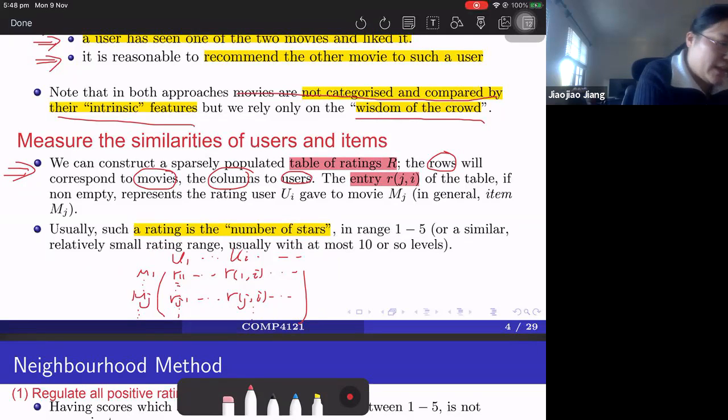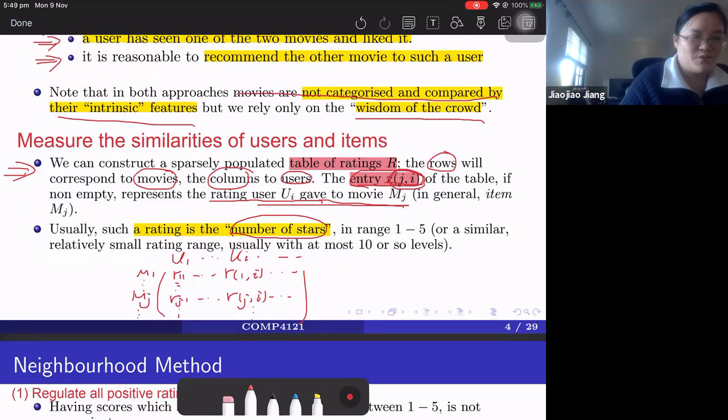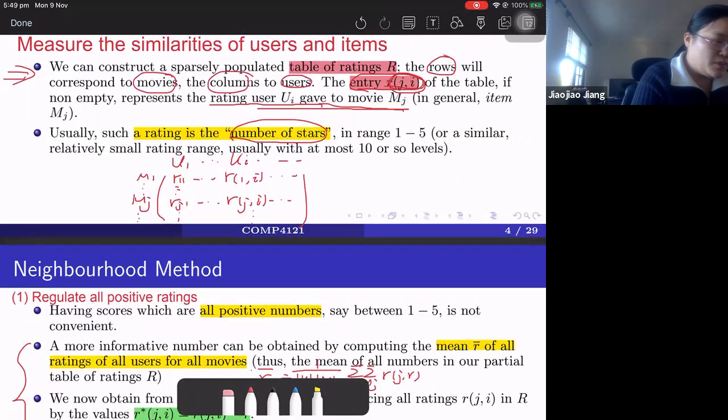And the entry RJI of the table, if the entry is non-empty, means the rating user UI gave to movie MJ. So the entry RJI represents the rating that the user UI gave to movie MJ. All right, so this is the first step to construct a rating table or rating matrix R. Normally such a rating is a number of stars. It could range from 1 to 5 or 0 to 5 or 0 to 10, or whatever the range is. So the ratings are normally a number of stars.